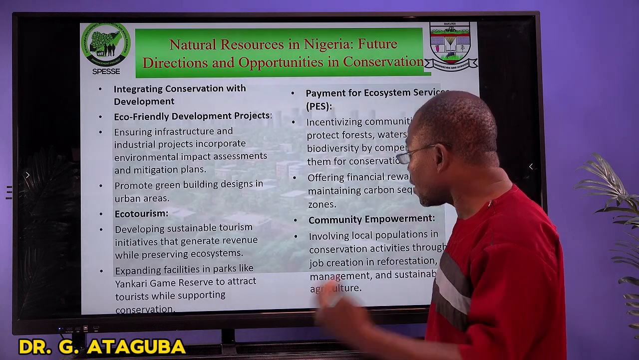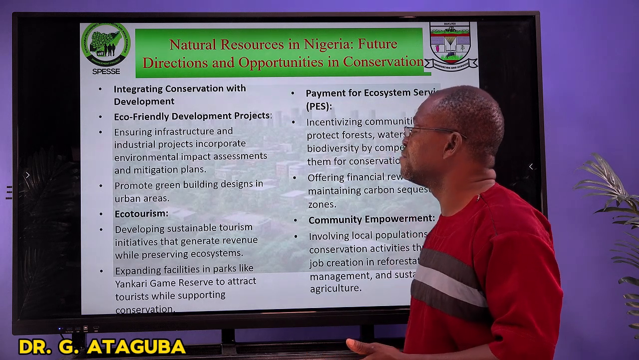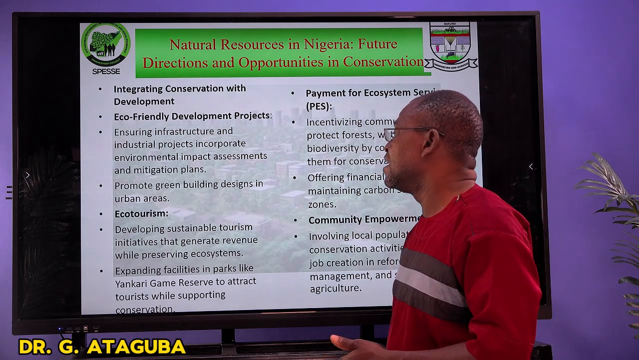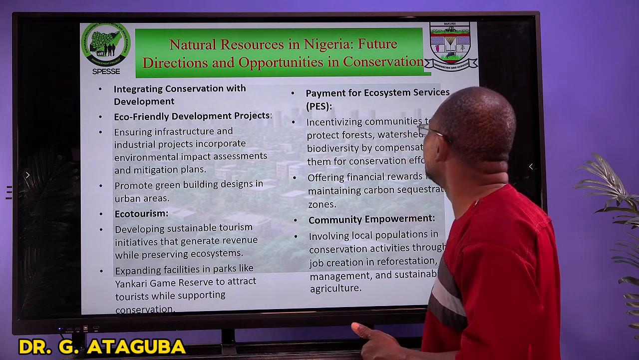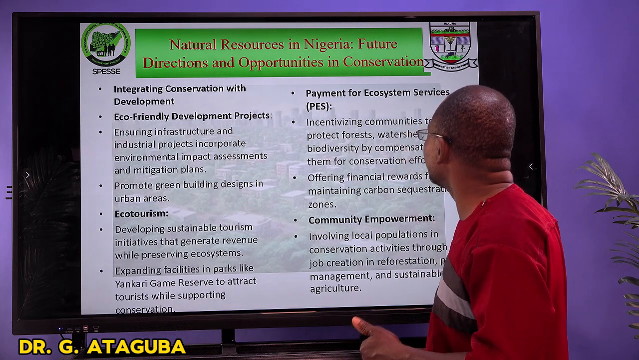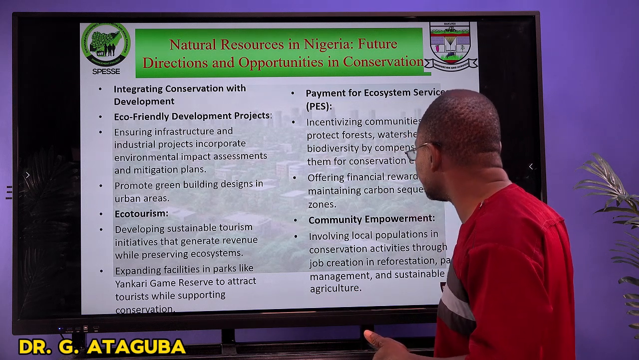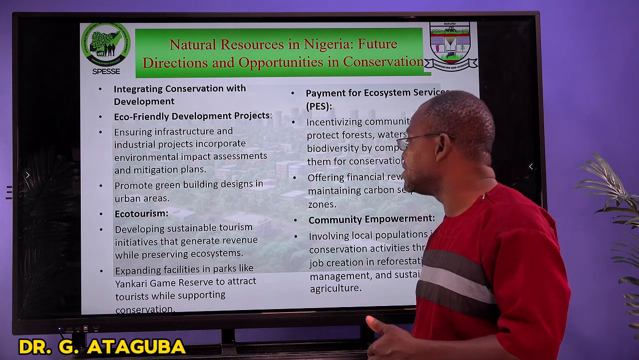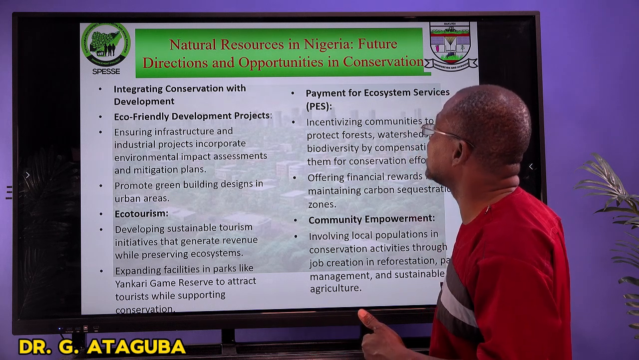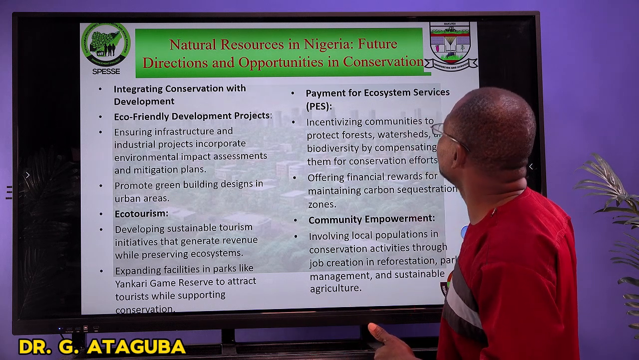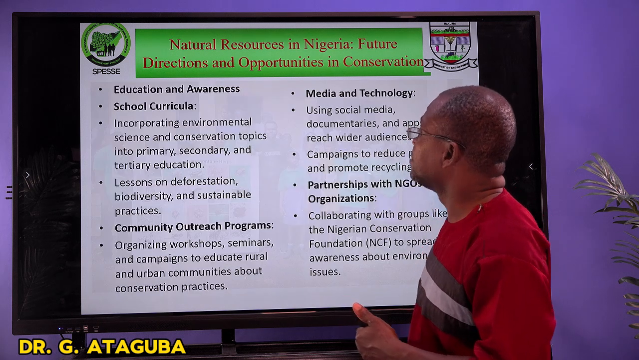We are also involved in eco-friendly development projects within Nigeria, such as ecotourism. You can see that in Yankari Game Reserve. We are also looking at making it possible to have payment for ecosystem services as well as community empowerment. These are actions geared towards natural resources management as well as conservation in the country.